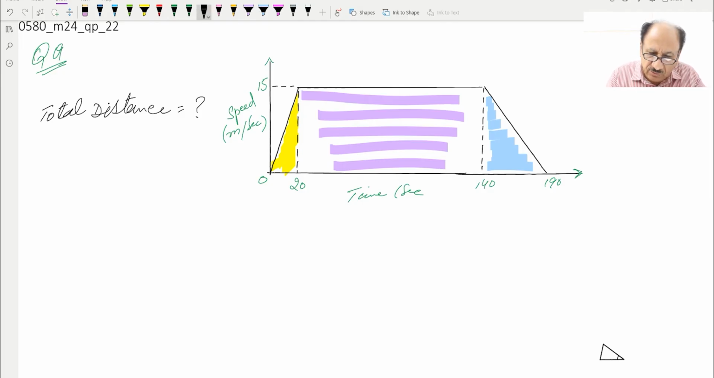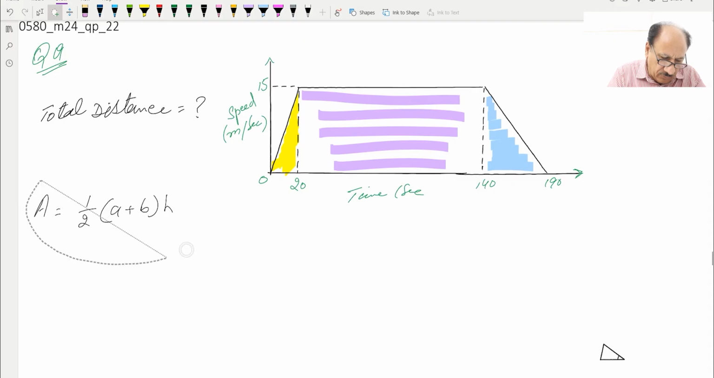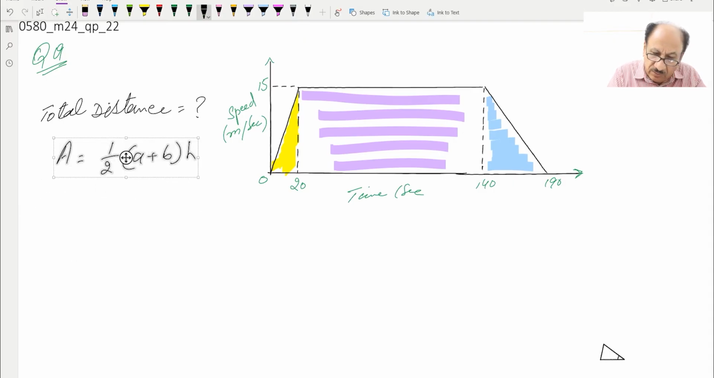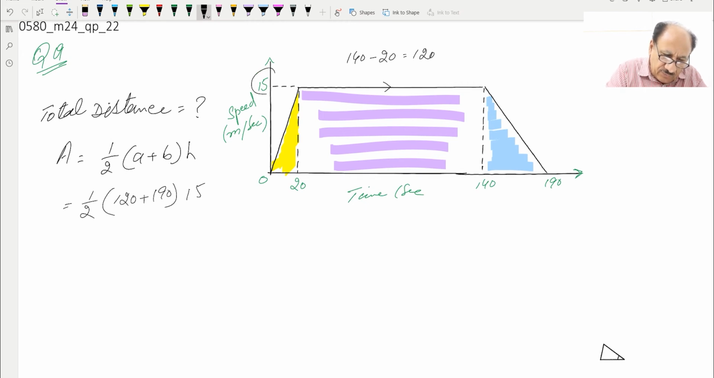I'm applying the trapezium rule directly. The area of a trapezium is equal to half into (A plus B) into H. This is the area of trapezium formula, which we can easily apply directly to find this one area, which represents distance. So this will be 1 by 2 into (A plus B), where A and B are the parallel sides. This side is from 20 to 140, so 140 minus 20 is equal to 120. So we write 120 plus the other side, starting from 0 to 190, so we write 190, and the height is the perpendicular height, which is 15. This is the 15 height which is provided.